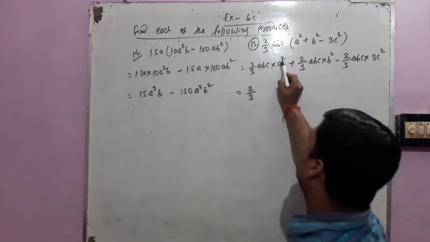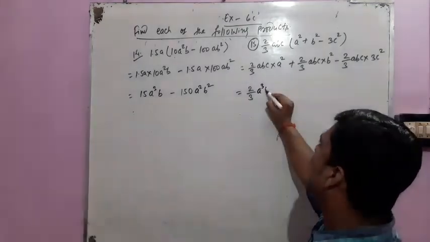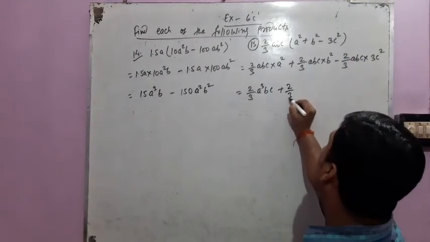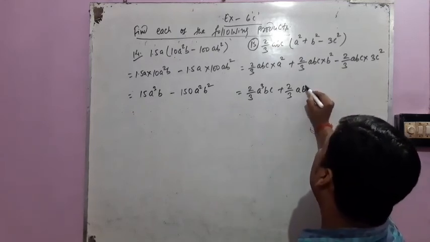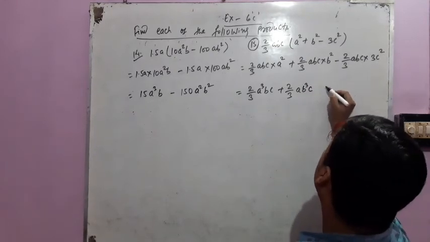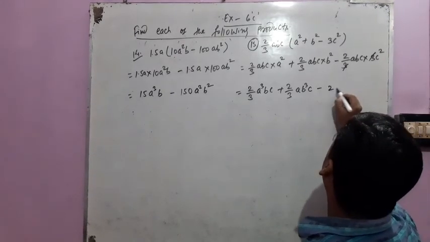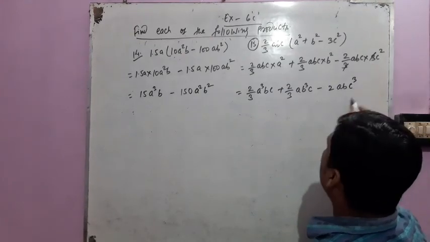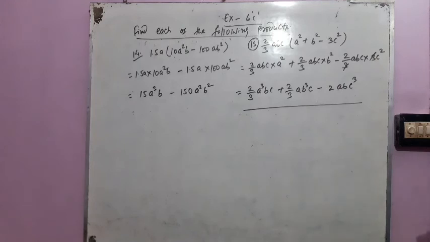add the exponents of A. Here the exponent of A is 2 and here 1. A cube BC. Now 2 by 3 A, add the exponents of B, 1 and 2, 3. B cube and C. Minus 3, 3 cancel each other. 2 A B C square, 1, C cube. Okay, so this is the product when 2 by 3 ABC is multiplied with A square plus B square minus C square.